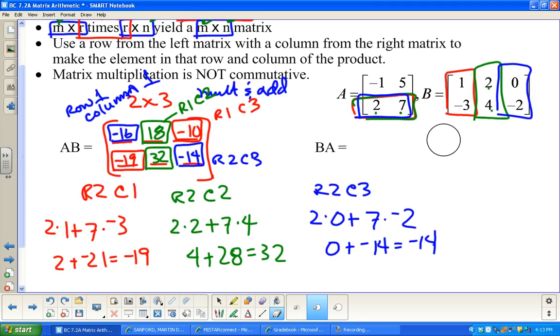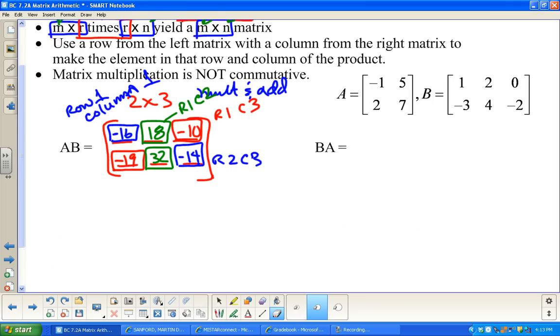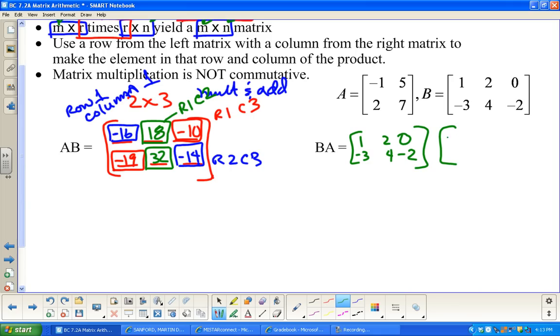Okay, now I'm going to do a little bit of erasing because we need to do B times A. All right, so B times A. Now the problem is they're not written in the right order, so I'm going to rewrite these. 1, 2, 0, -3, 4, -2, because my brain works better if I have them in order. Okay, so on the left side this is a 2 by 3, and on the right side this is a 2 by 2, and so that means that the middle numbers have to match.